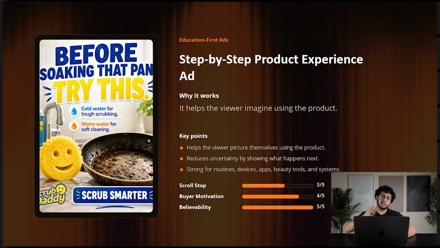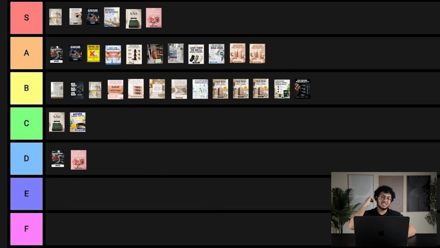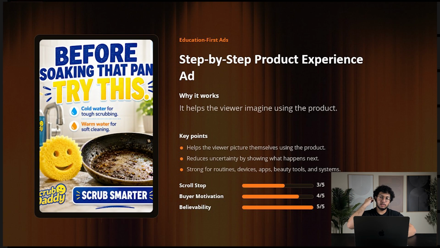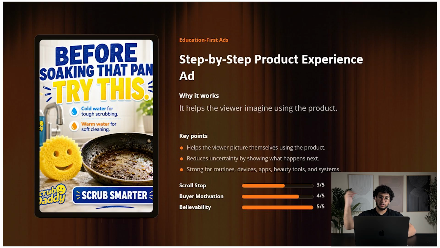Next is the step-by-step product experience. This is C tier. Showing the steps can reduce confusion and helps the viewer imagine the product, but as a standalone ad it can feel a little instructional. It's usually better for warm traffic or landing pages than cold audiences. So I'd use it very carefully, so I'd put it in C tier.